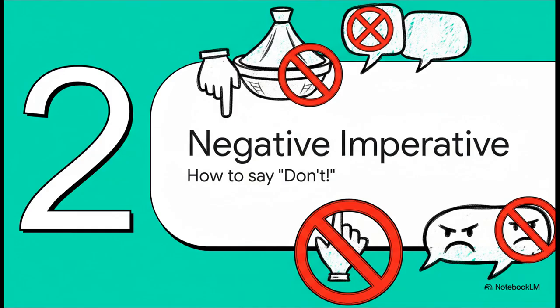Okay, so we've totally mastered do this. Now it's time for the other side of the coin. The equally important, don't do that. Knowing how to tell someone not to do something is pretty crucial. And thankfully, Darija has another super simple and memorable rule for this.